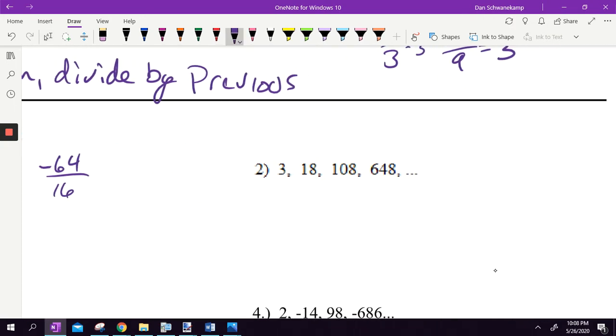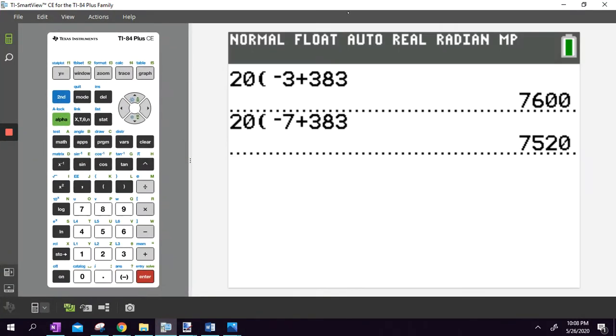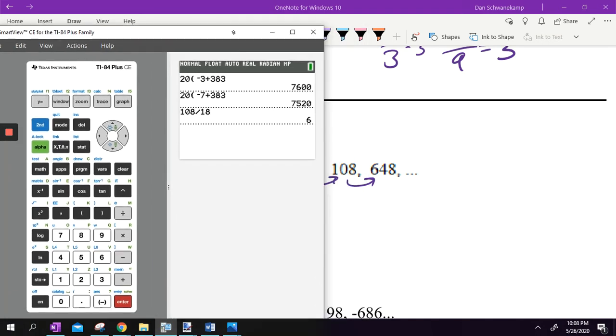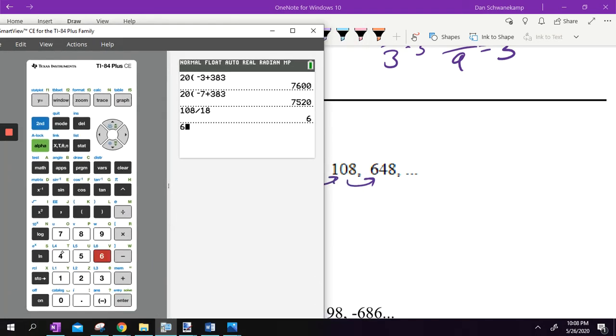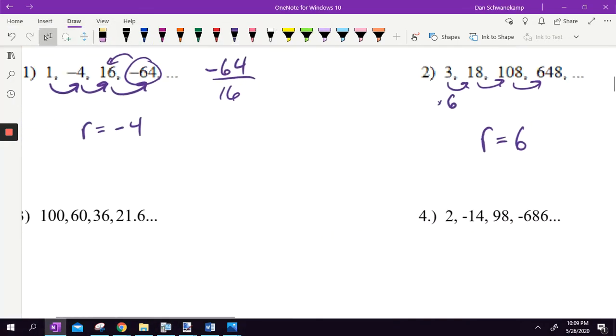Next one, 3, 18, 108, 648. What am I multiplying each time? Well, to get from 3 to 18, I would multiply by 6. And just to make sure that that's true, I'm going to take 108 divided by 18. I took a term divided by the one in front of it. Yep, it's 6. What about 648 divided by 108? Yep, that one works as well. So we're just double checking to make sure what we're doing is correct. Okay, my ratio is 6.